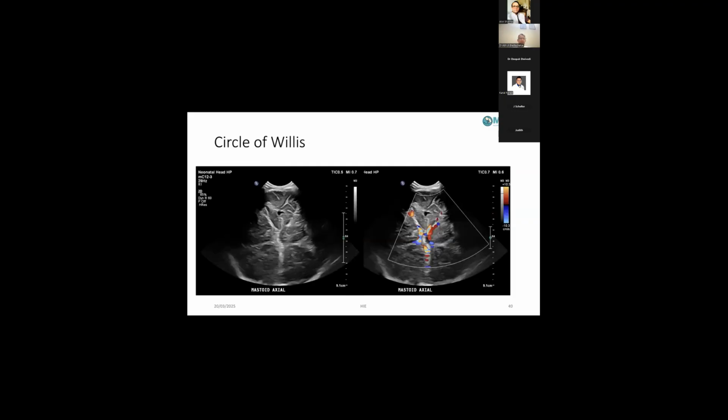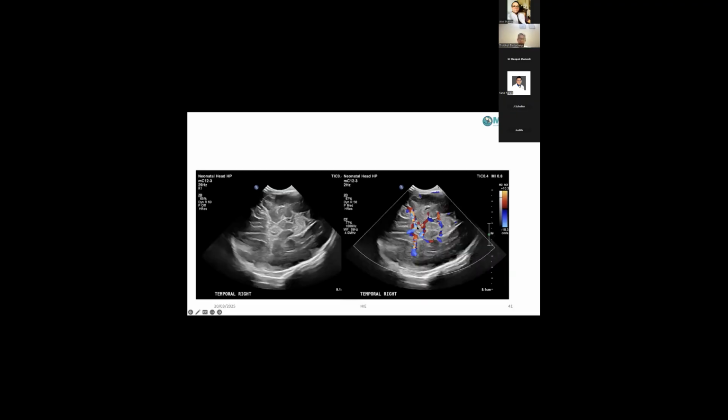Okay. Circle of Willis again. Now I'm using the mastoid axial view. Again, you see a part of the mesencephalon and the circle of Willis forming here. Middle cerebral artery, right? Again, I have written the answers already. I don't know why I missed that, but this is a temporal window. Mesencephalon, right? This is not the cerebellum. This is a part of the mesencephalon, and that's where you see the circle of Willis.